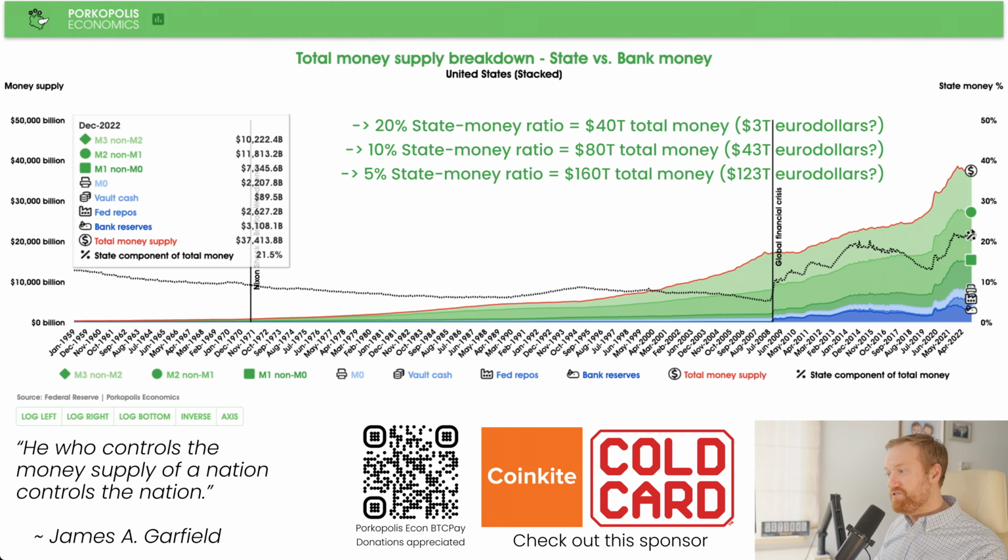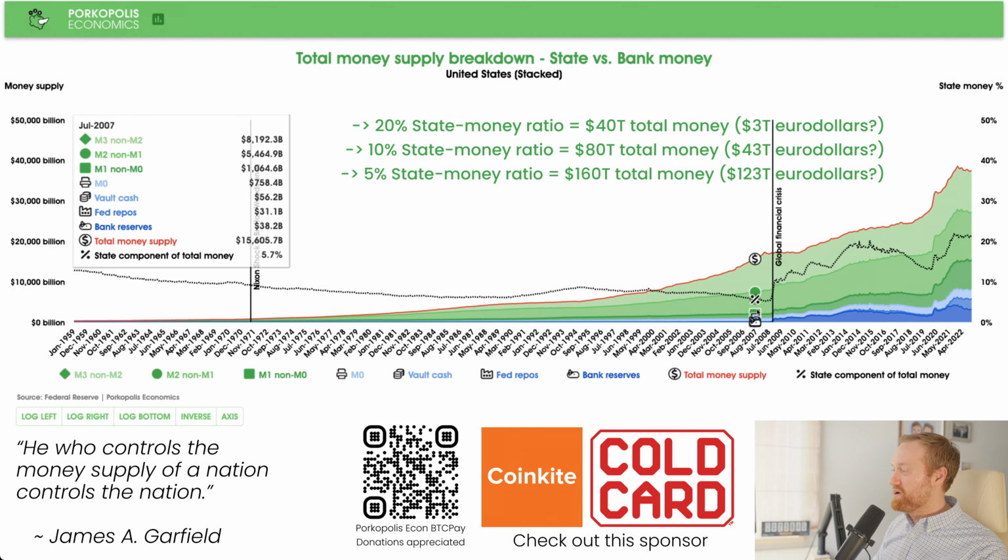If this ratio fell to, say, 10%, which is kind of a historical ratio before the 80s, if it fell to 10% state money to total money, you would get $80 trillion, because we have $8 trillion in base money and state money. That's a $43 trillion Eurodollar market, because we have $37 trillion recorded here officially. So maybe the Eurodollar market is $43 trillion.